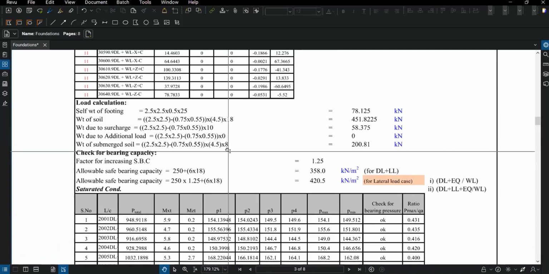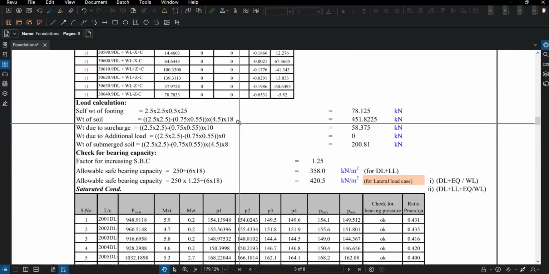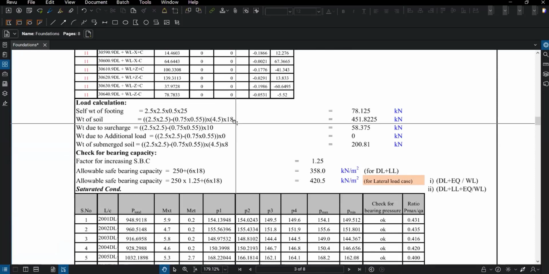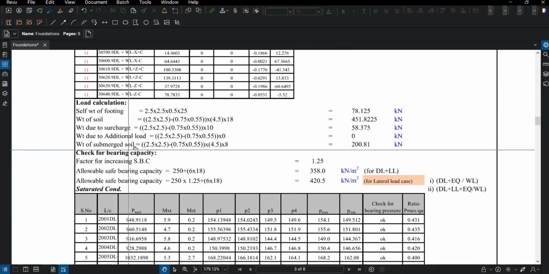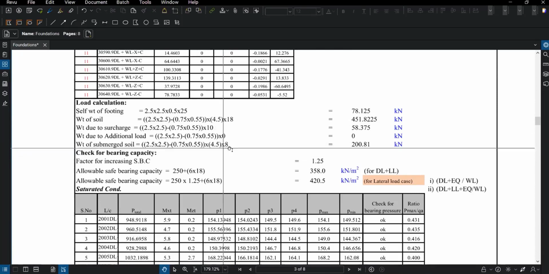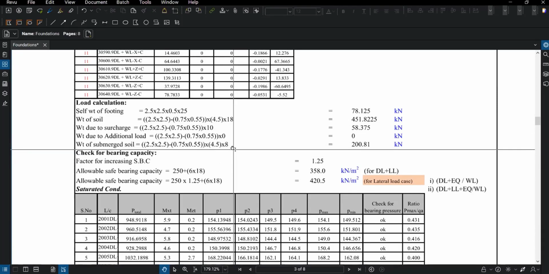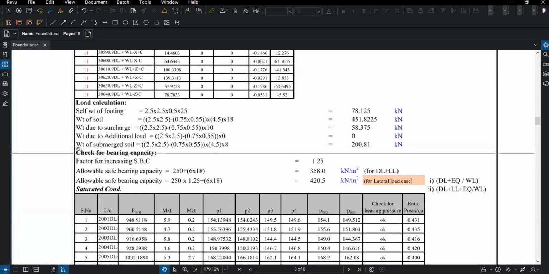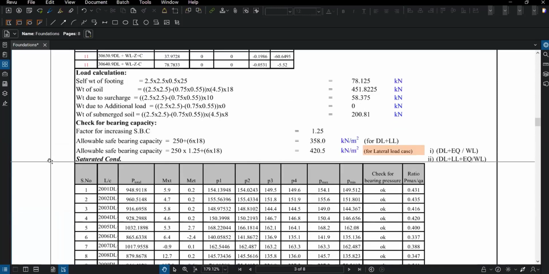So you can see that when I calculate the weight of the soil, it takes 18 as soil specific gravity, but when I consider submerged soil, 18 is now made as 8 because the specific gravity of water is 10, and we need to subtract that in order to consider the load of submerged soil. All right, so check for bearing capacity is the next check that we perform in our calc sheet.